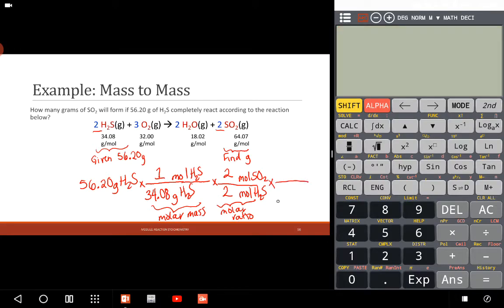Now I need to get out of moles. So I got into moles, I found my moles of the substance I'm looking for, and now I need to get out of moles. I'm asked to find grams. So I need to cancel out moles and get into grams. Molar mass has units of grams per mole, and so that's going to help me get out. And so now I can type this all into my calculator. This is grams of SO2.